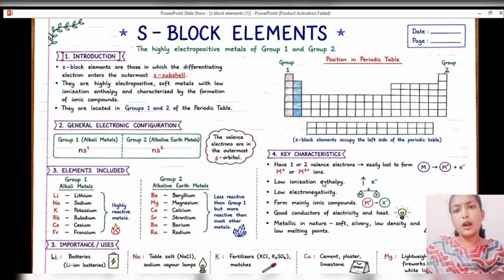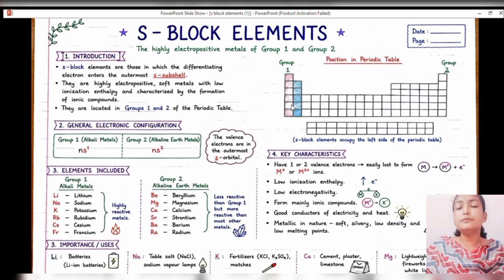Then they have low ionization enthalpy. They have very low electronegativity because they are very highly electropositive in nature, and mostly they form ionic compounds. They are good conductors of electricity. Ma'am, what is the reason for being good conductors of electricity? Because they lose electrons as easily as possible. Because of that, free electrons conduct electricity. So S-block elements are very good conductors of electricity.